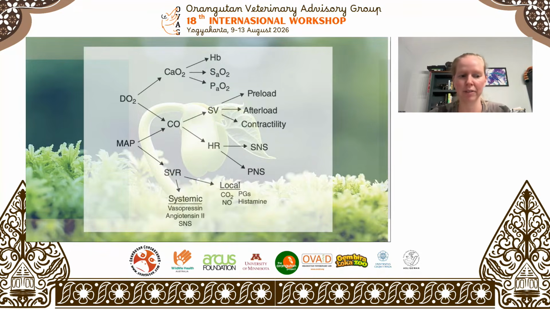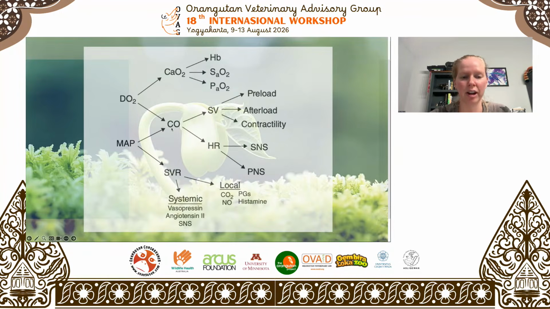And if we break that down further, this CaO2 is the carrying capacity of oxygen of our blood, and that depends on the amount of hemoglobin in our blood, the saturation of that hemoglobin in our blood, and the amount of oxygen that's dissolved in our blood. That determines our oxygen carrying capacity, and our oxygen carrying capacity with our CO, which stands for cardiac output, determines our delivery of oxygen.